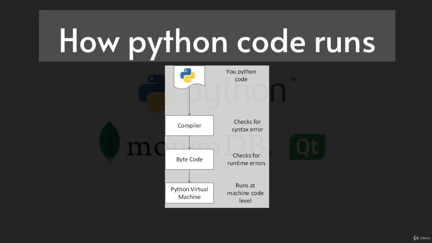If there is a runtime error, it tells you that there is a runtime error, which means there was an error while you were executing the program. This Python virtual machine runs the code at the machine level, and the program gets executed. That's how Python code runs.